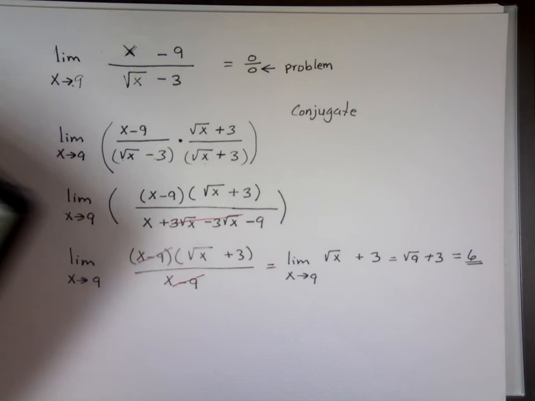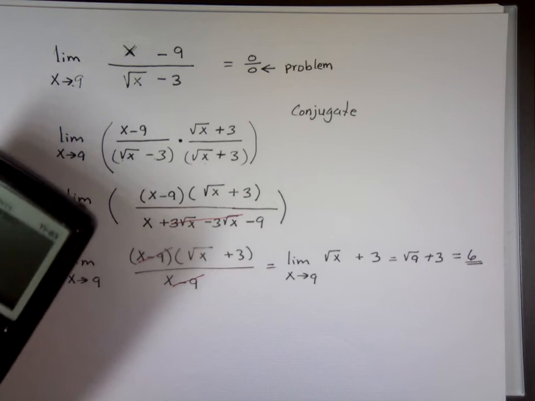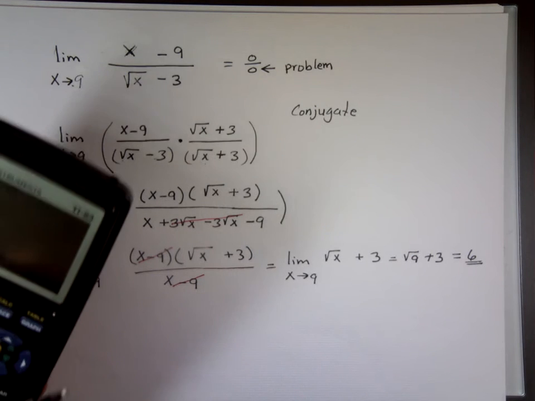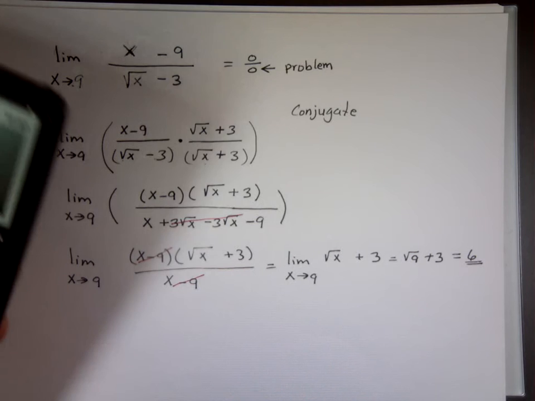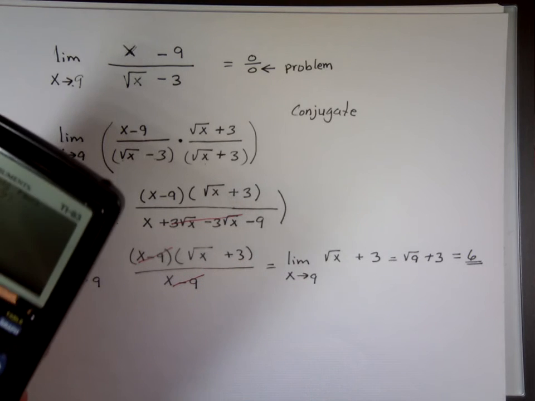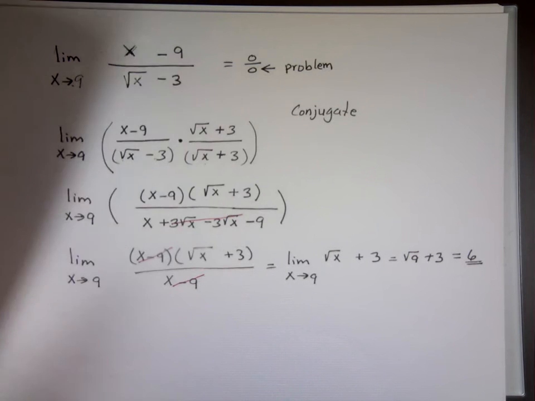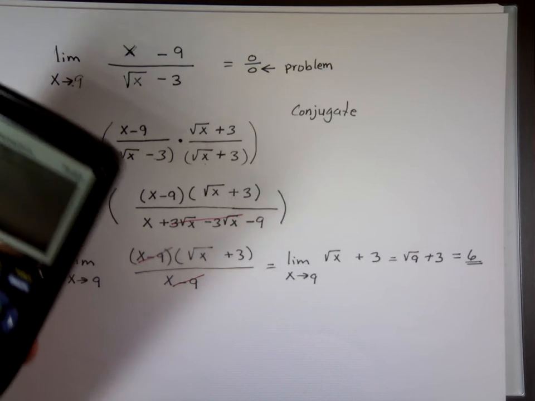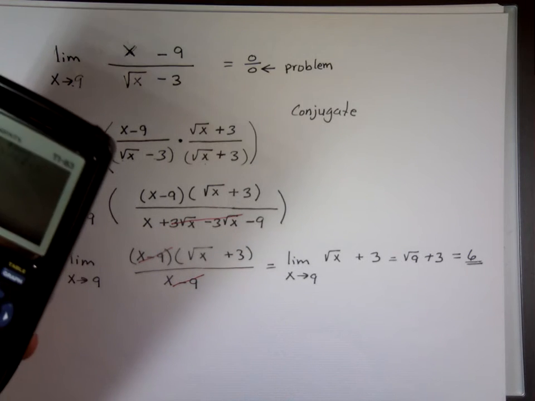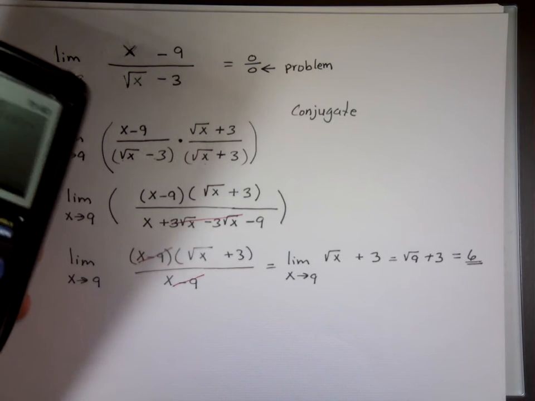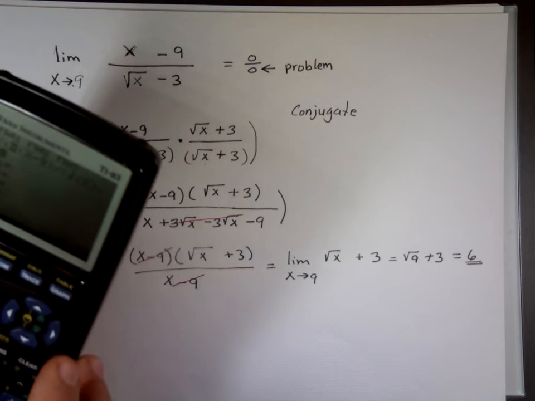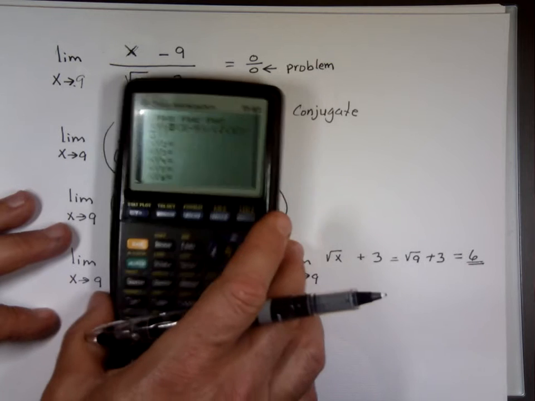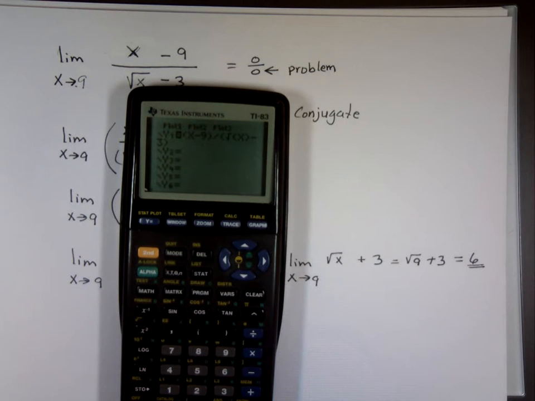While you're doing that, I'll type the equation. So parentheses x minus 9, close parentheses, divided by parentheses the square root of x, close parentheses, minus 3, close parentheses. Notice I typed that problem there on my calculator. Now let me go to the table.